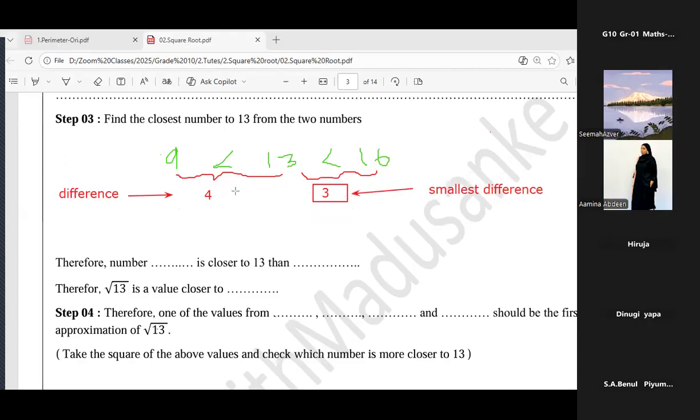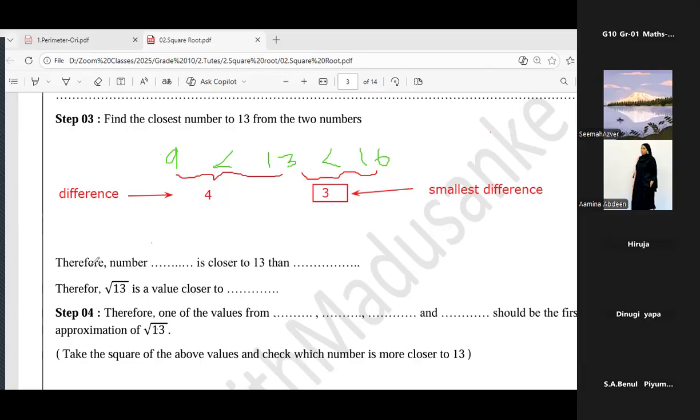Right? When it compares to this 4, these are the smallest differences, then you can figure it out. Here, previously, if you get the square root of this, it becomes square root of 9, square root of 13 and square root of 16. So by looking at this, you can say 16 is the closest number to 13, right?